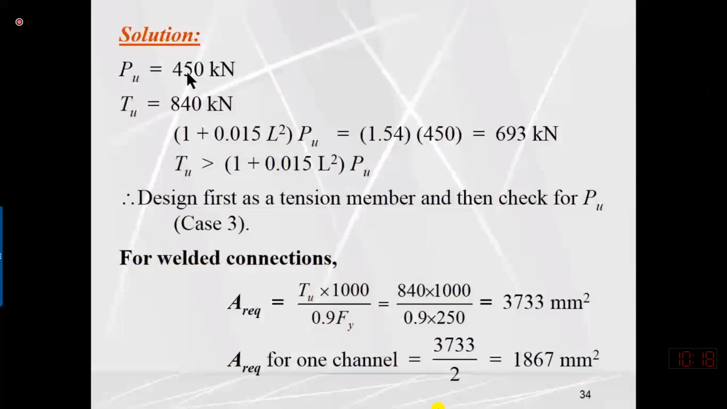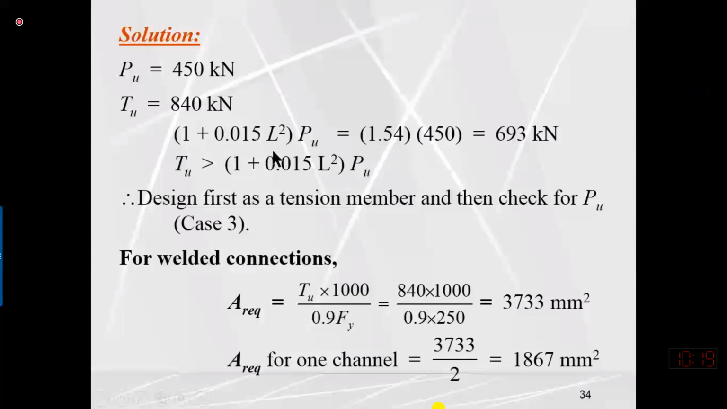This means that this member is now a stress reversal member. In a stress reversal member, the right hand side of the equation is 1 plus 0.015 into L square. L is 6 meter, so 6 square is 36. 36 multiplied by 0.015, and adding 1, we have the answer 1.54.